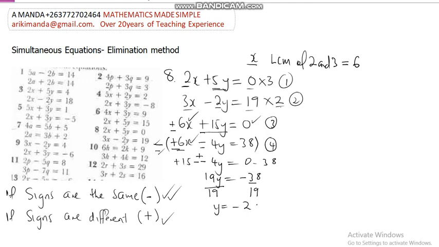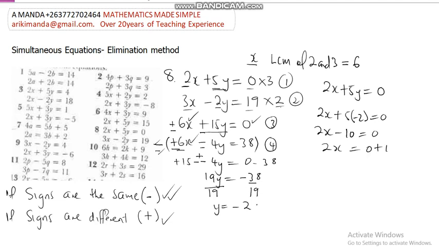And then we take any equation that we so want. I will take equation 1, which is 2x plus 5y is equals to 0. Then in place of y, I'll write a minus 2. So I have 2x plus 5 multiplied by the value of y, which is minus 2, is equals to 0. I have 2x plus 5 multiplied by minus 2 there, we get minus 10, which is equals to 0.